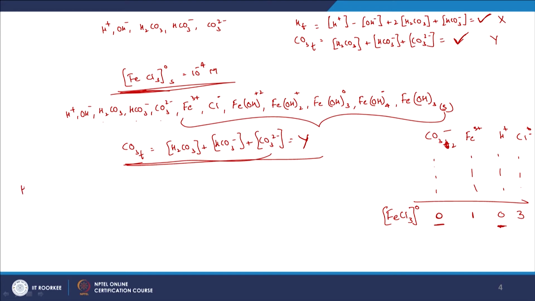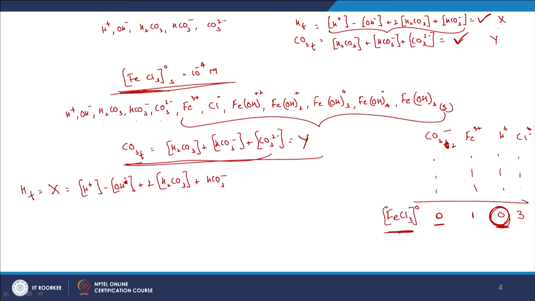But H total now is no more just equal to this particular set of variables though, right? But because as you see FeCl3 does not entail any increase or effect on H plus, it's still going to be equal to X, but the number of variables or species are going to change. And what are they? H plus minus OH minus, pardon me, plus 2 times H2CO3 plus HCO3 minus, right, and plus the relevant species here. And what are they going to be equal to?